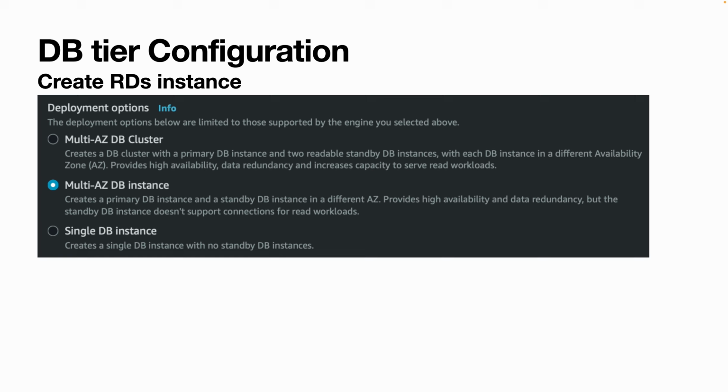Choose the multi-AZ instance as the deployment option, which means that the primary database and the standby database will be deployed into different AZs. This option does not mean that the database is distributed across multiple instances. Instead, one instance is the primary instance, which handles all the requests. Another instance will be launched as a standby instance, which takes over if the primary instance fails.